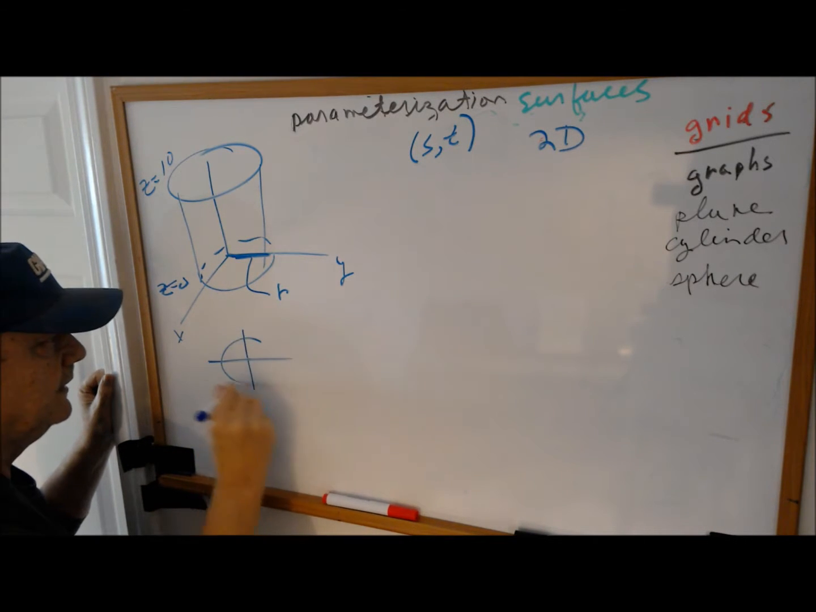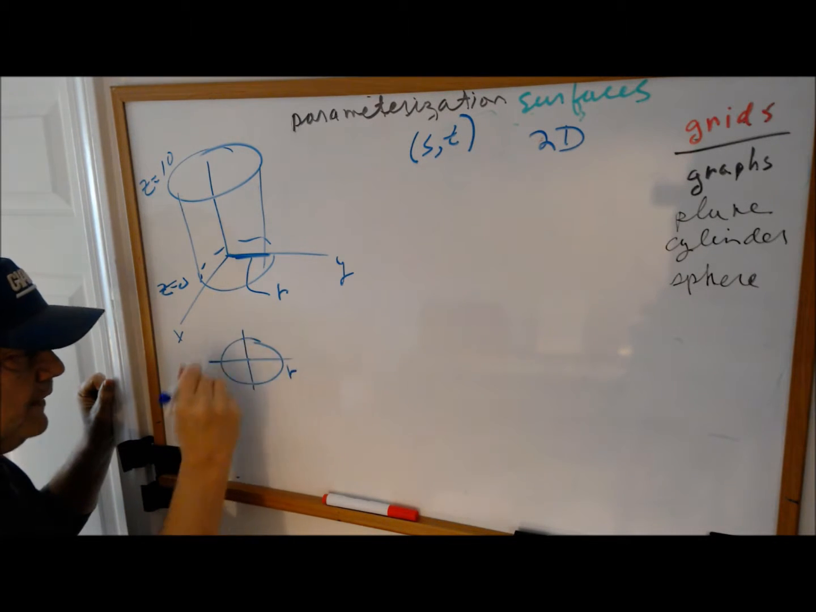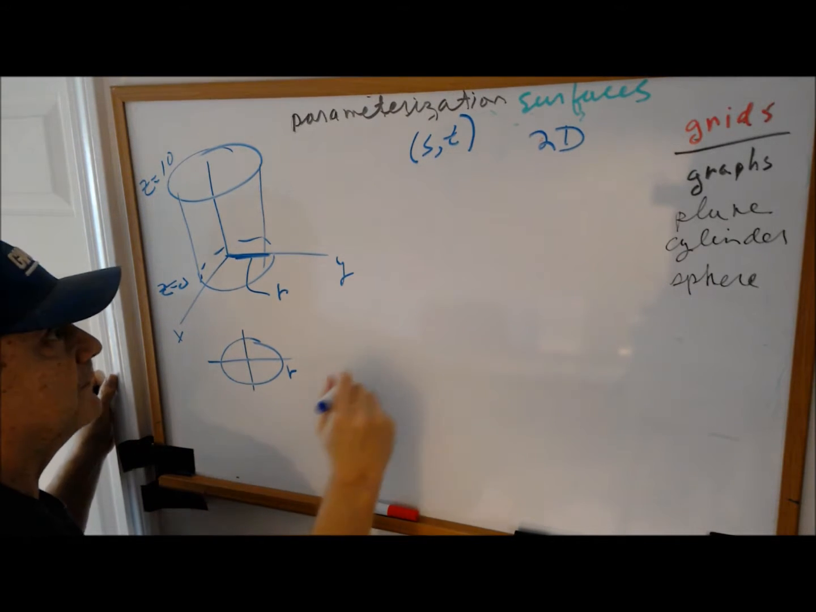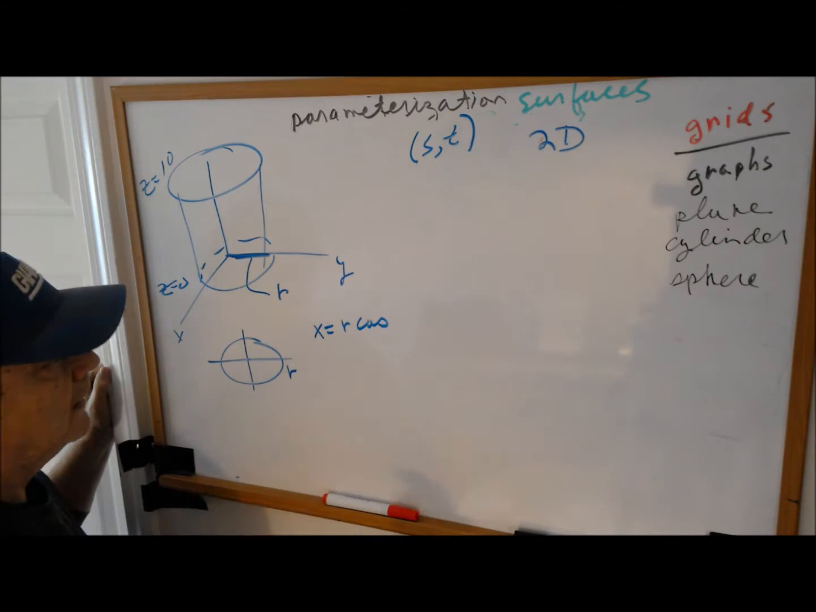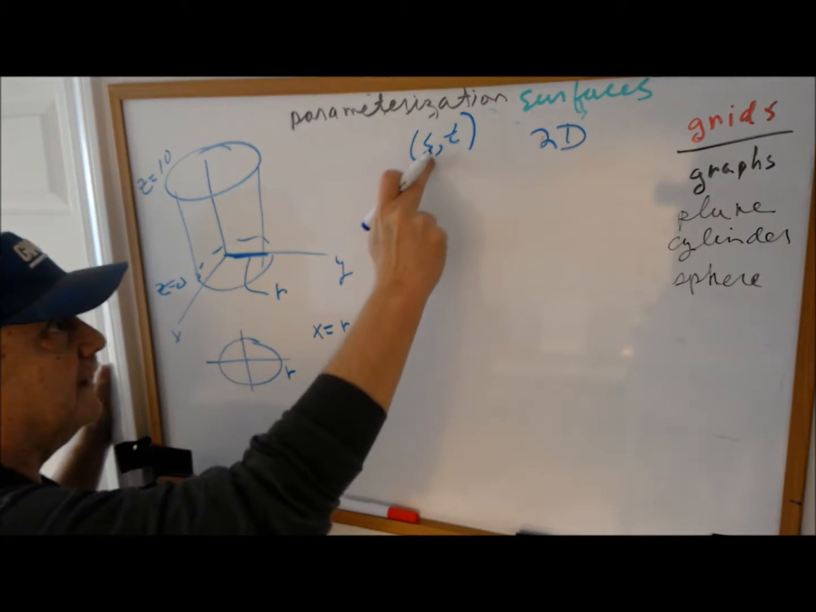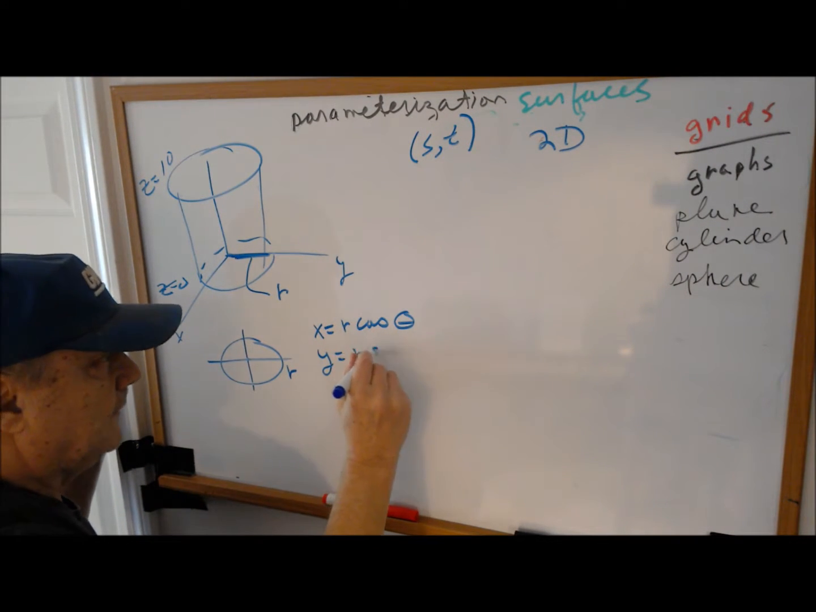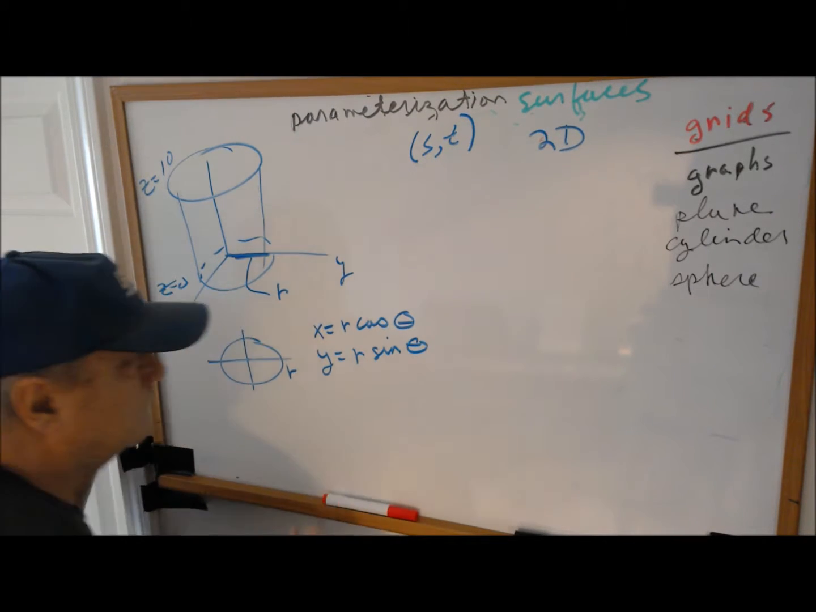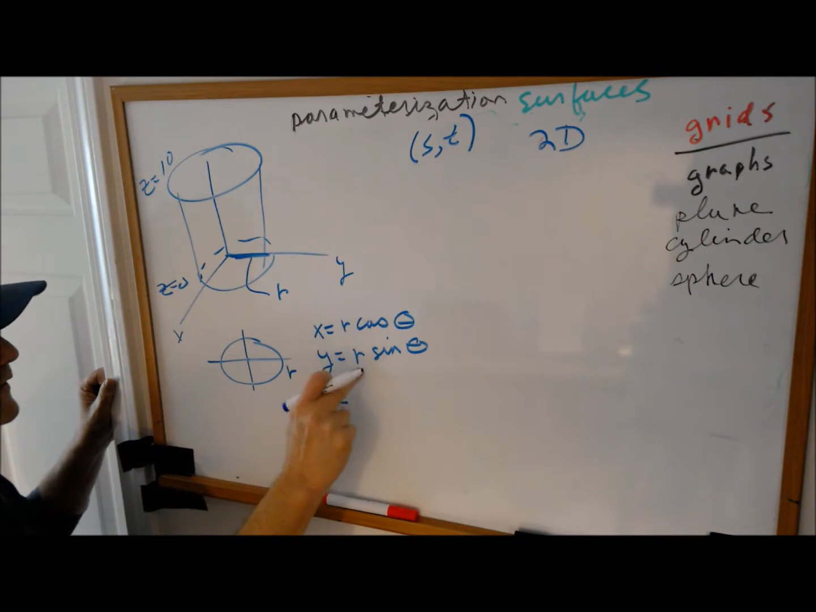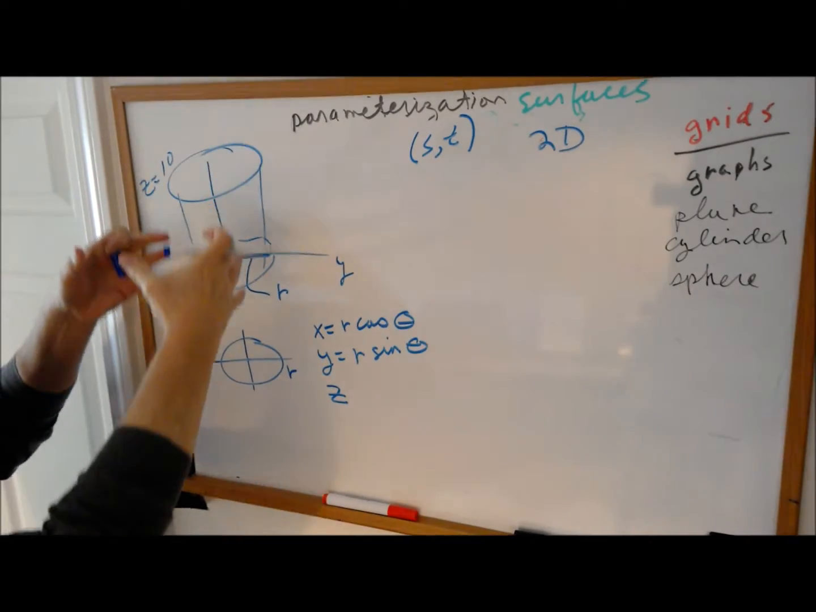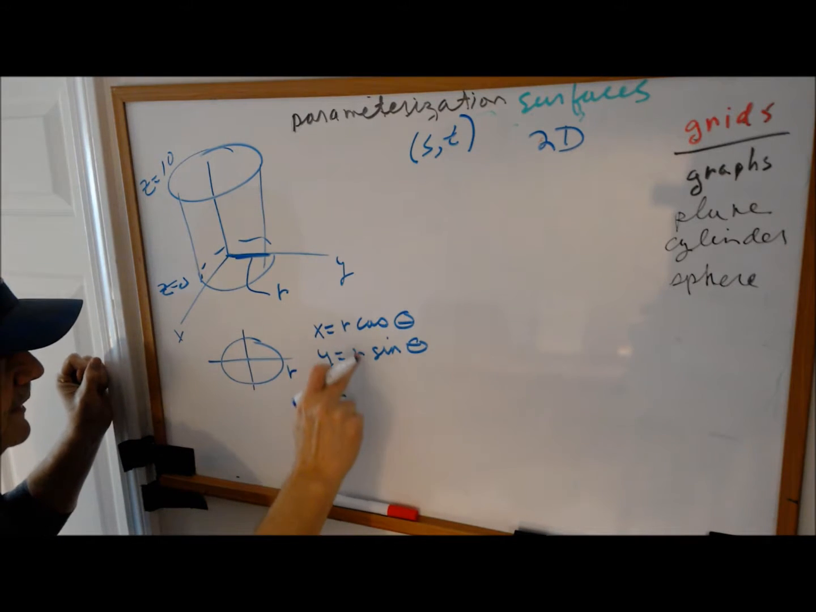So in the xy plane, the circle of radius r, it looks like that, and we know how to parameterize that. It's simply going to be x is r cosine, I'll write theta instead of s, why not? And then y is r sine theta, okay? Now r is a constant, it's just a number, because we're looking at a particular cylinder here, not a general cylinder. So these are just constants.